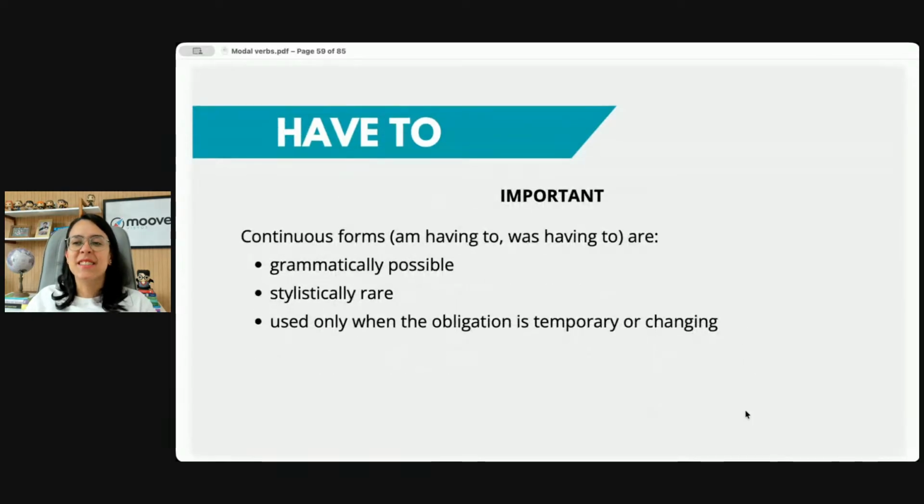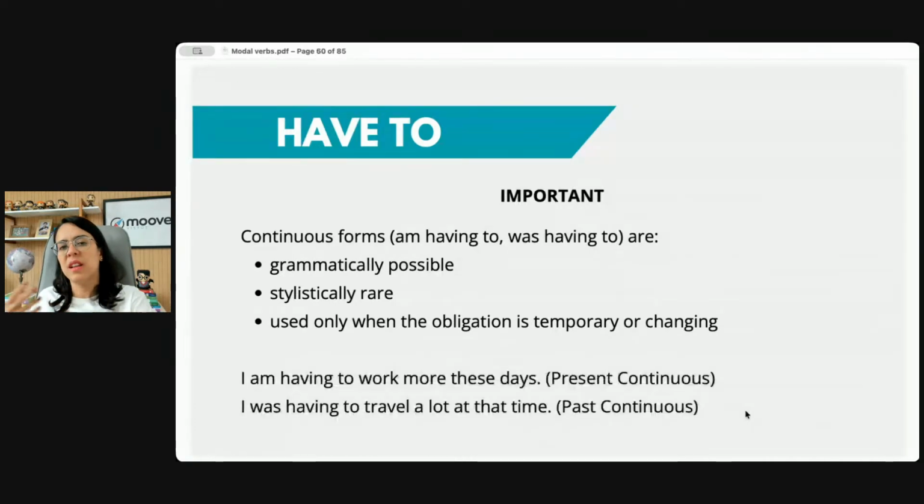And guys, something important. Have to can be used in the continuous form, like "I am having to" or "I was having to." But people don't usually say that, okay? Only when you're talking about something really temporary, that is really a process that is in change. So, "I am having to work more these days," if you want to emphasize the fact that this is something temporary.